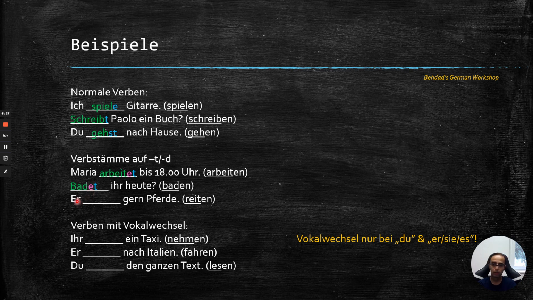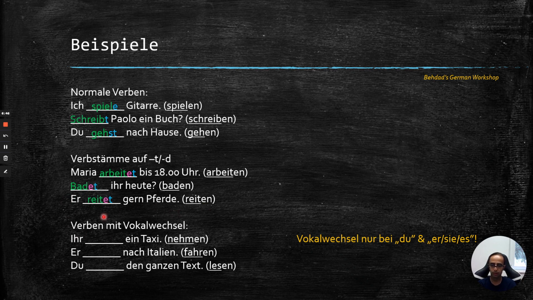The next one, bla bla gern Pferde. The verb is reiten, to ride. So what do we need to add? A T, but reitt is a bit hard. So we say reitet, reitet gern Pferde. We also add an E here.